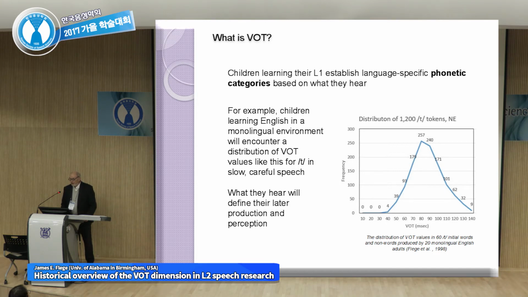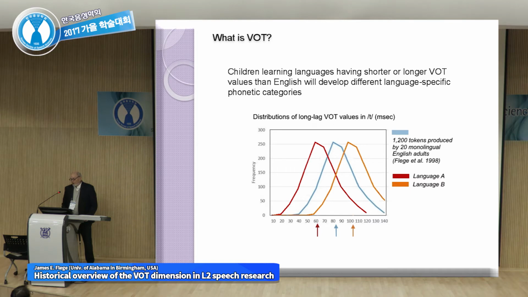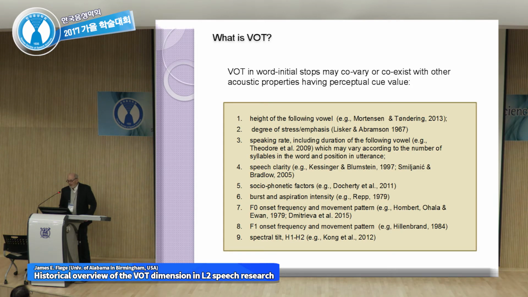For example, children learning English in a monolingual environment will encounter a distribution of VOT values like this for T in slow, careful speech. What they hear will define their later production and perception. Children learning languages having shorter or longer VOT values than English will develop different language-specific phonetic categories. This is all pretty obvious.